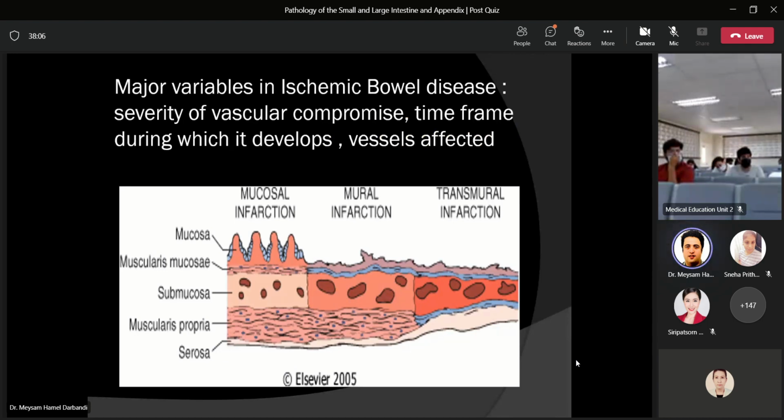So the major variables in ischemic bowel disease are: severity of vascular compromise, the time frame during which it developed, and the vessels affected. As we said, transmural and mural infarction, right? They are two different. It depends, is it artery or is it vein?